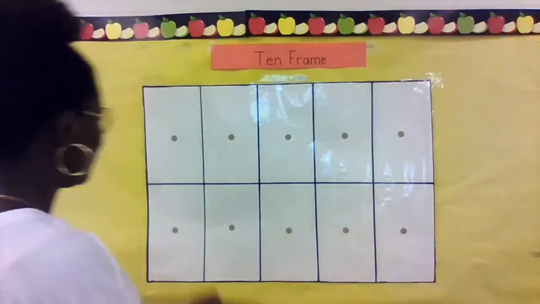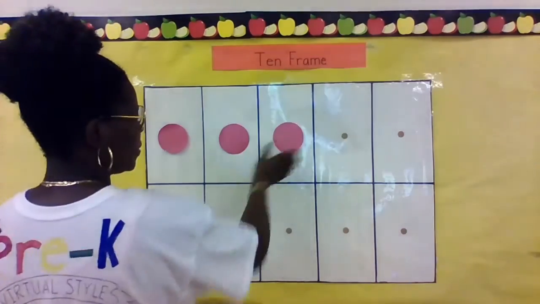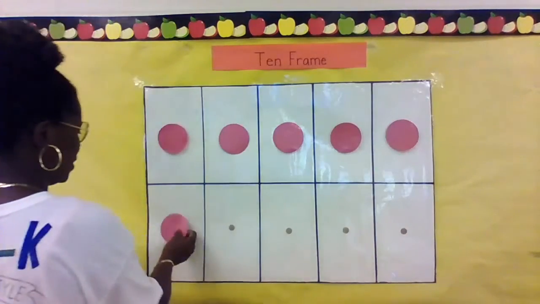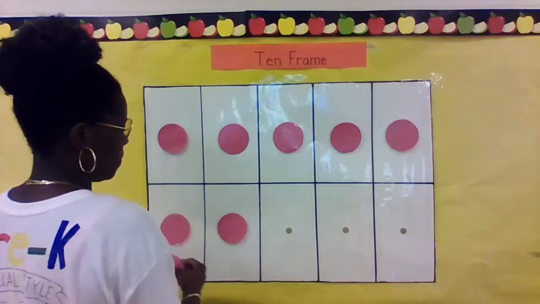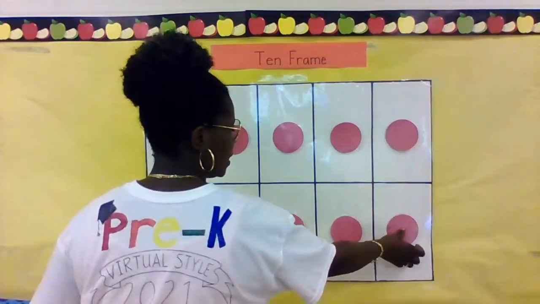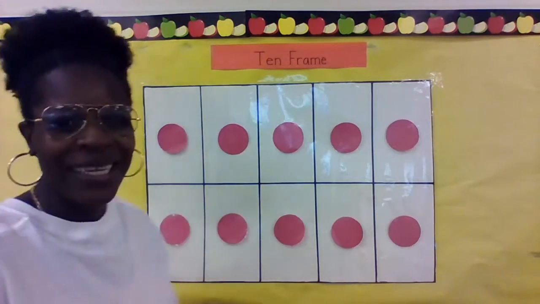Let's begin like we always do with our 10 frame counting. One, two, three, four, five, six, seven, eight, nine, 10. 10 counters on our 10 frame. Good job, my friends. You guys are doing a marvelous job.